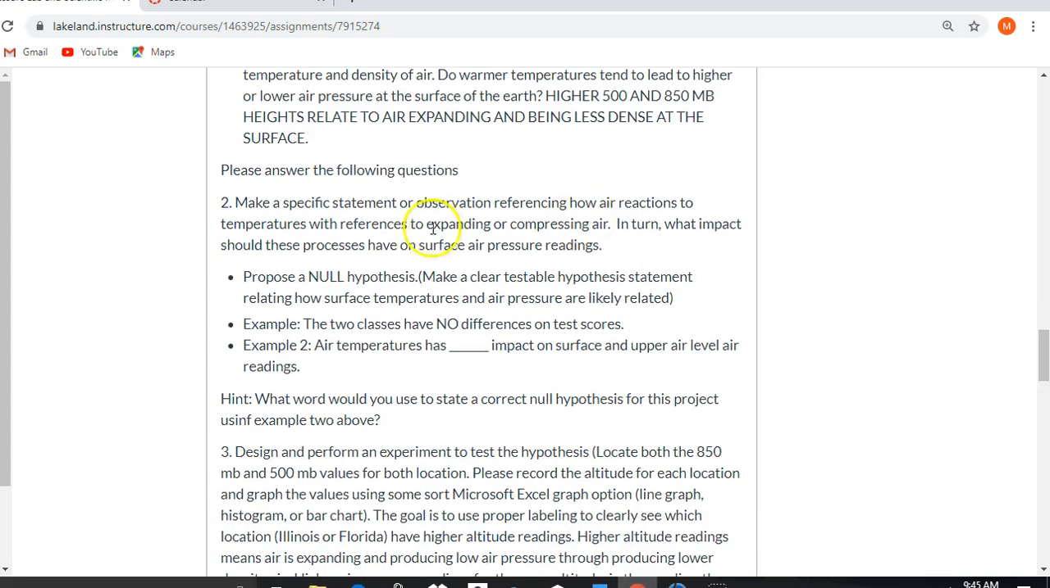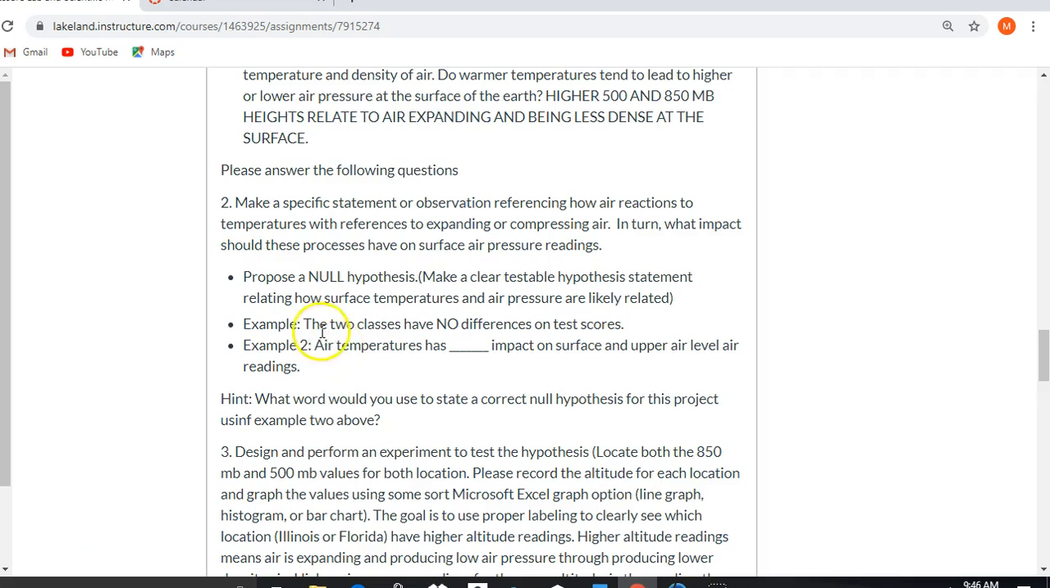The second part of the assignment is you need to make a statement of hypothesis. A hypothesis is a general statement of what you think you expect to find once you understand and make an observation and make the connection between air temperature and the height of the 500 millibar and 850 millibar heights. You then come down and make a hypothesis, and you should understand how to make a hypothesis after you watch the video on the scientific method, but it has to be written in a way that is very specifically testable, that you can prove it as true or false.